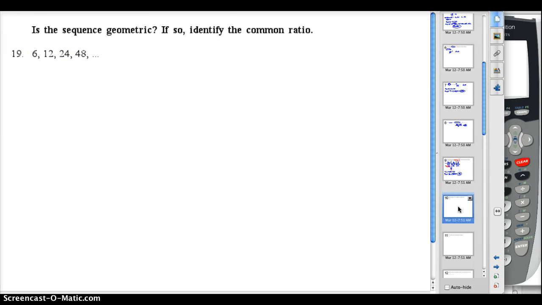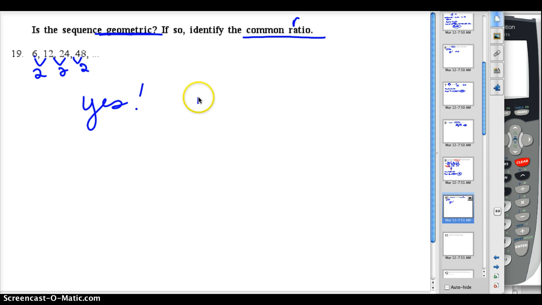Number 19, is the sequence geometric? If so, find the common ratio. Well, when I look at these, 6 times 2 gives me 12, and times 2 times 2. So this is a yes, because we're multiplying by the common ratio, 2. Try number 20 real quick.